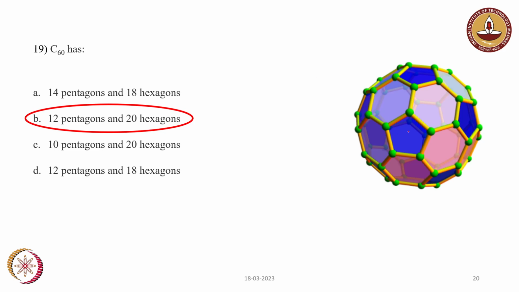So each of these blue colored ones is a pentagon and the pink colored ones are hexagons. So in total there will be 12 pentagons, and each pentagon will be surrounded with 5 hexagons. So a total of 12 pentagons and 20 hexagons are present.